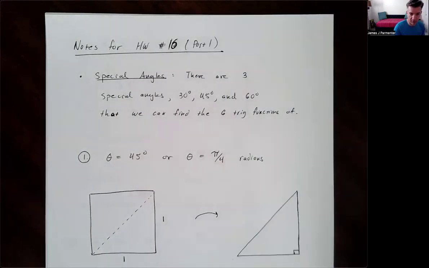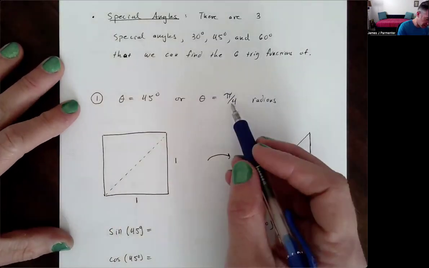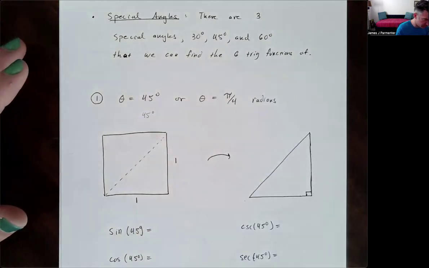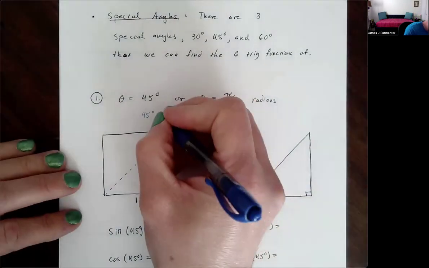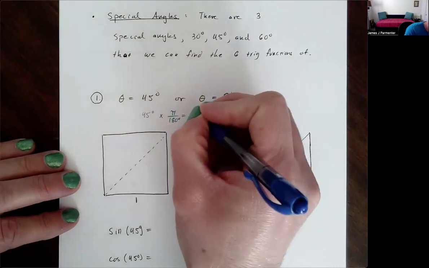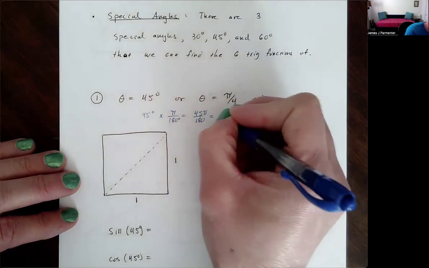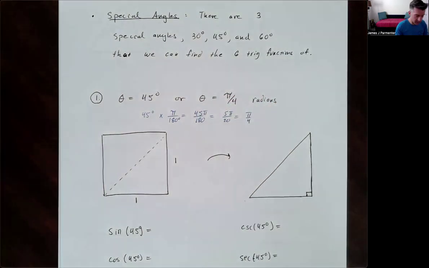So we'll start with 45 degrees. And 45 degrees, if you change that to radians, it's equal to pi over 4 radians. Just a reminder, take 45 degrees and multiply it by pi over 180 degrees. You end up with 45 pi over 180, which reduces to 5 pi over 20, which reduces to pi over 4. So 45 degrees, same as pi over 4 radians.